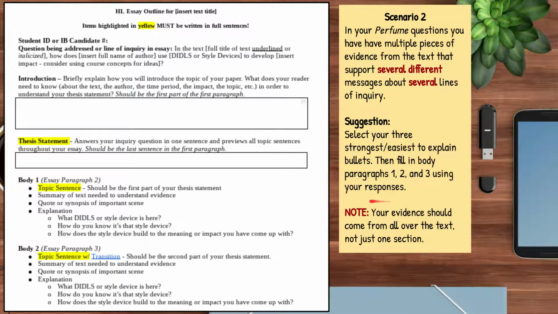Just a quick note: your evidence should come from all over the text. Try to get something from the beginning, something from the middle, something from the end. You don't want to have all your quotes coming from just the beginning or just the middle or just the end.